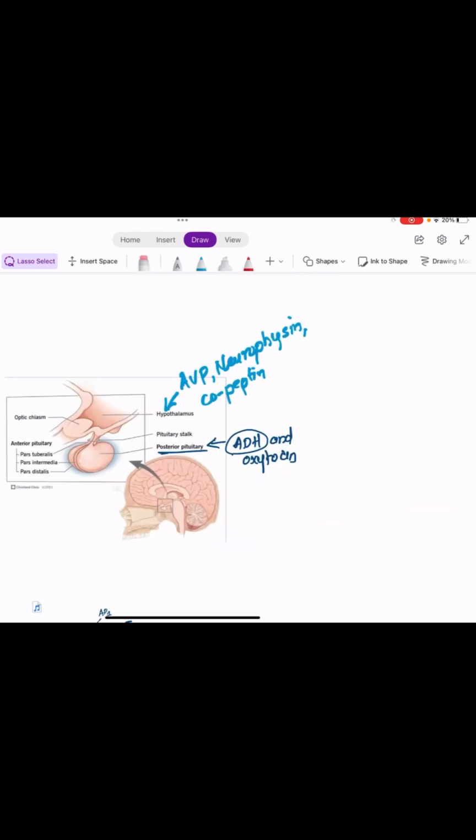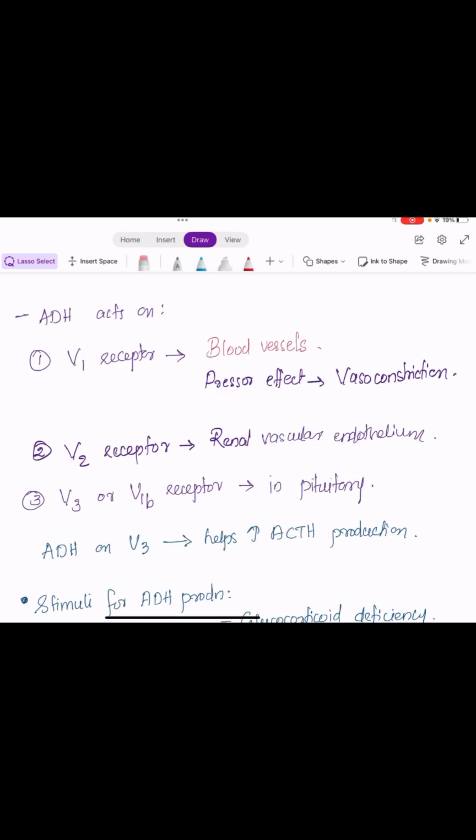The picture here shows the hypothalamus, pituitary stalk, anterior pituitary, and the posterior pituitary. The precursor polypeptides AVP, neurophysin, and copeptin travel from the hypothalamus through the pituitary stalk to the posterior pituitary, and are released as ADH from the posterior pituitary. The other hormone released from the posterior pituitary is oxytocin.